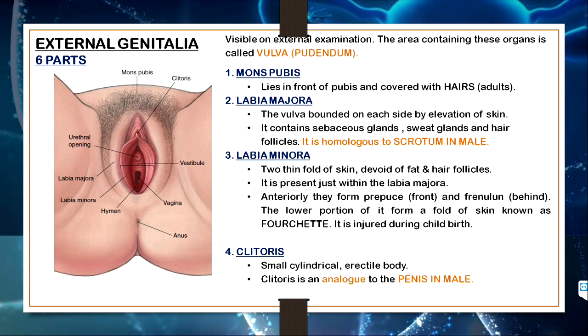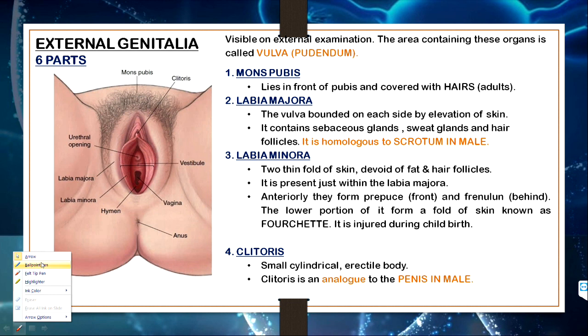So the lower portion of it forms a fold of skin on the lower side. You can see on the lower side in the diagram, but it is not written, the below the labia minora on the lower portion a fold of skin is there, and this is called fourchette. So during the delivery of the baby, this fourchette is ruptured or injured. So this is ruptured during the childbirth.